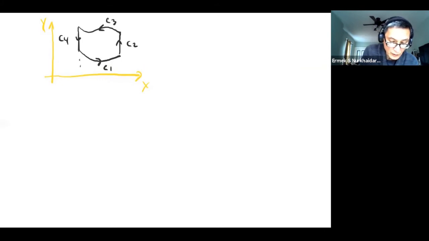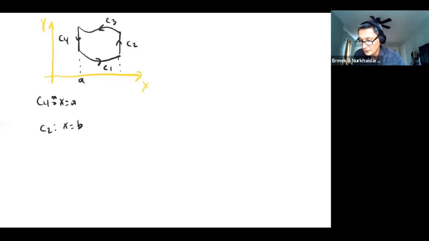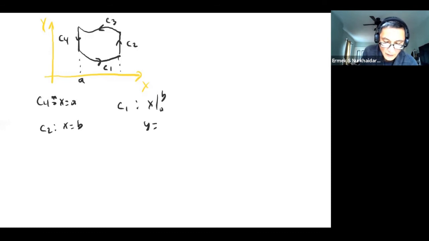So C4 will be basically telling us that, let's put A here, that x equals A. C2 will be telling us that x equals B. And C1 will be x changing from A to B. And Y will be, let's put a function here, Y equals G1 of X.